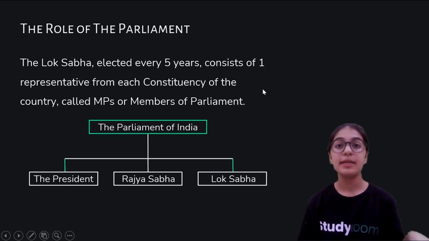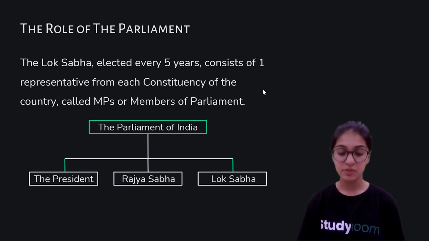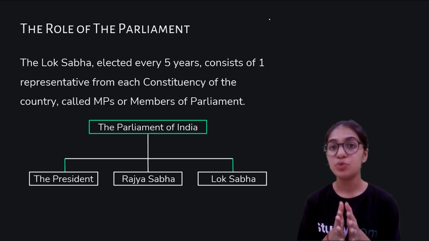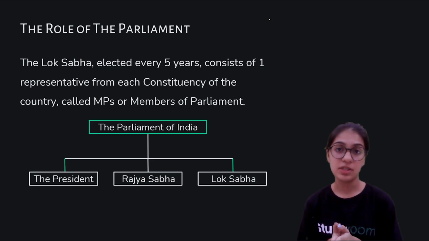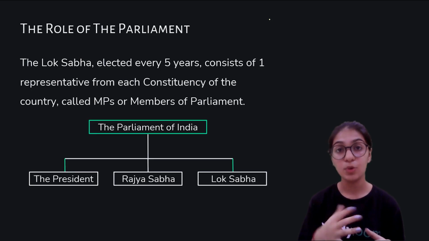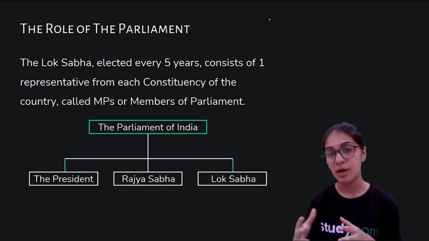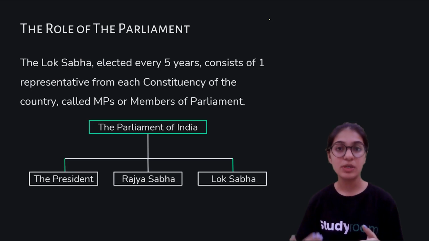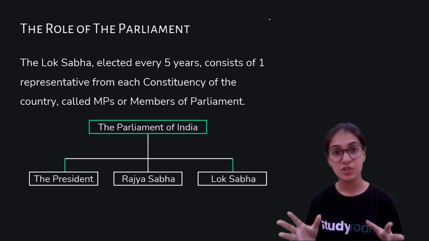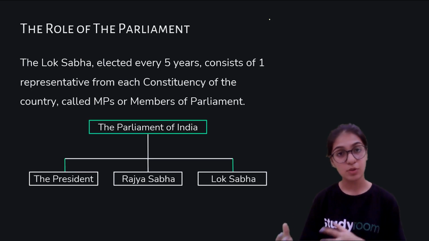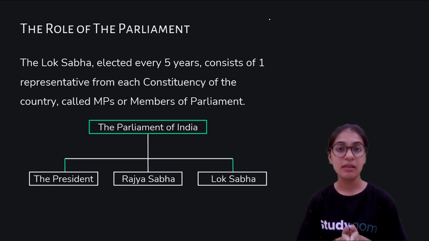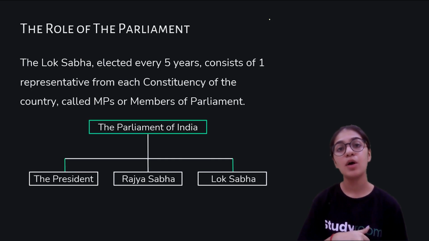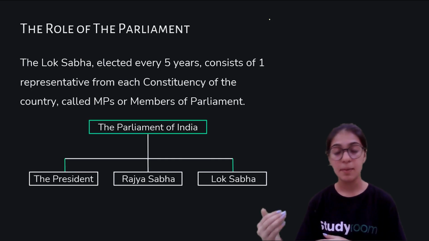Let me introduce you to the very basics of the Parliament. Parliament is divided between two houses, Lok Sabha and Rajya Sabha. Lok Sabha is called the lower house, and Rajya Sabha is called the upper house. For now, just assume that there are two houses. In the further slides, we'll discuss what the Lok Sabha and Rajya Sabha are, what their functions are, and so on.